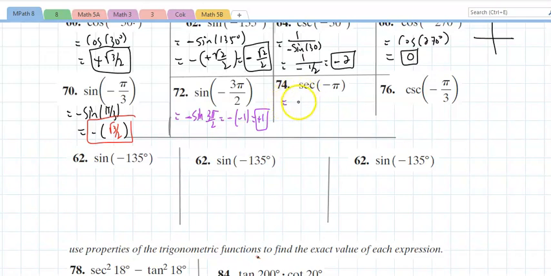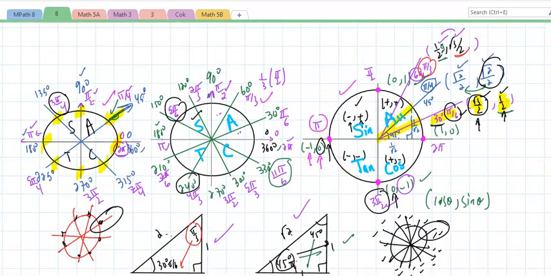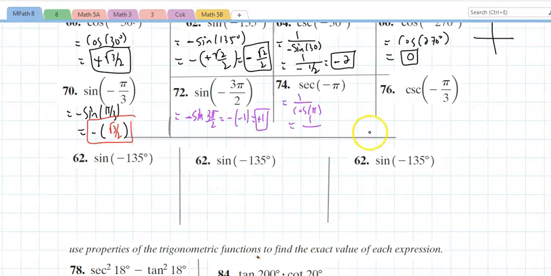This is 1 over the cosine of pi because cosine absorbs the negative. And pi is right there. Cosine is a negative 1. Since this is associated with sine, this is negative the cosecant of pi over 3.